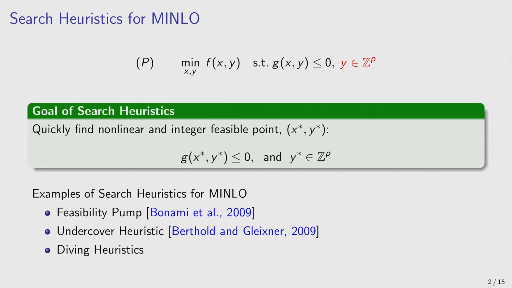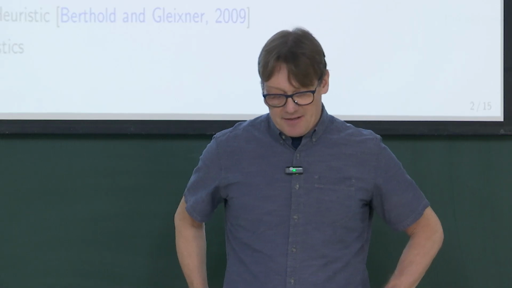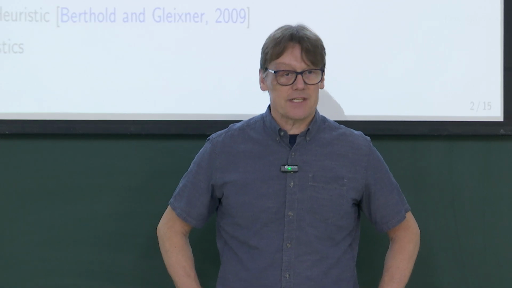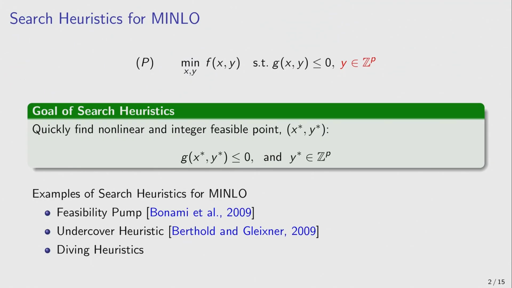The goal is we want to ideally find an integer feasible point that also satisfies the nonlinear constraints for our mixed integer nonlinear optimization problem that we're solving. And so there's a whole host of these heuristics, and I'm just going to talk about three of them. So the feasibility pump and all its relatives are sort of a very famous set of heuristics. They're also very popular heuristics. So I'll talk a little bit about that, and then I'll talk about something called the undercover heuristic, because it's got the coolest name, and it's also got a cool connection to nonlinear optimization.